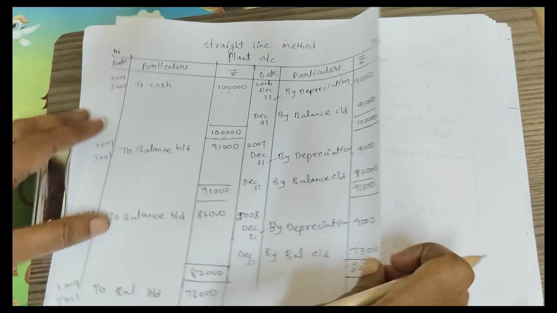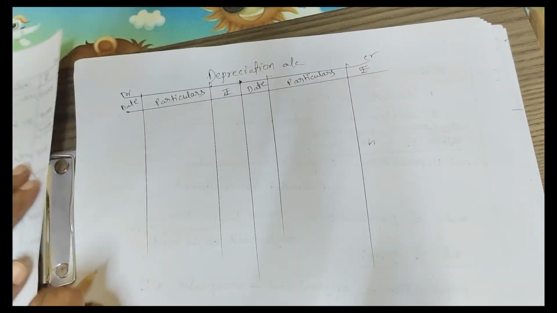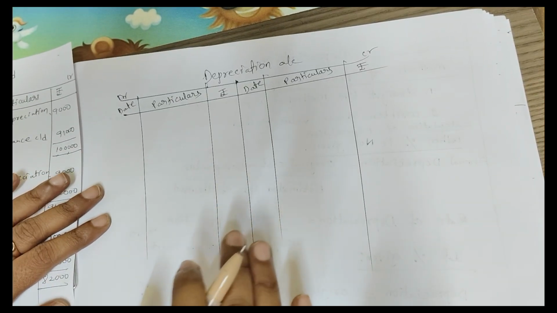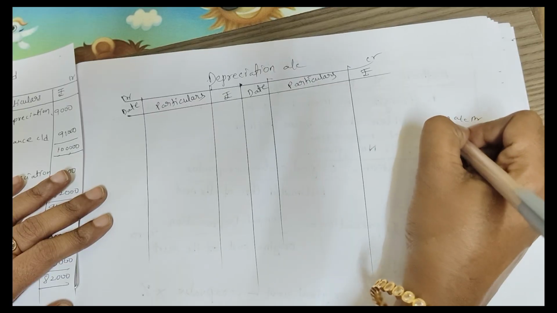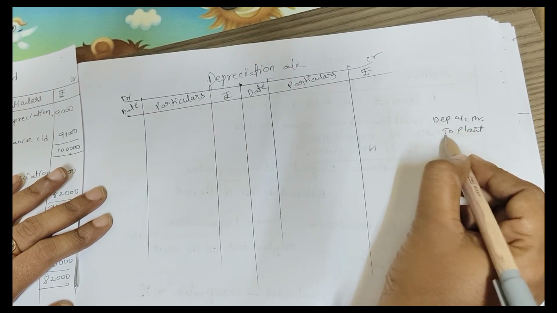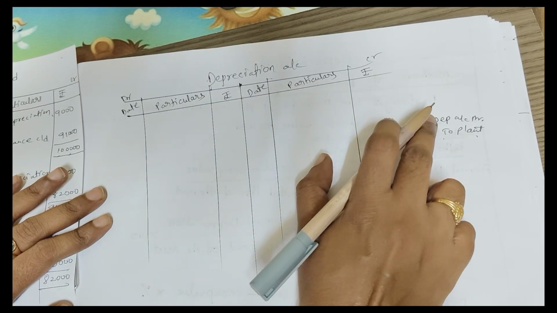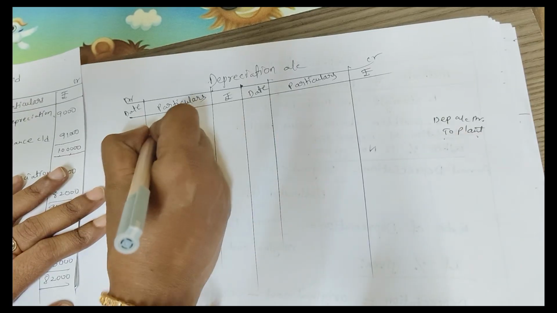Let's see. So this is the depreciation account. What is the entry here? Depreciation account debit to plant account. When you are providing depreciation, the entry will be depreciation account debit to plant account. So here we are preparing depreciation account. Depreciation is debit side. So debit side what we should write? To plant.